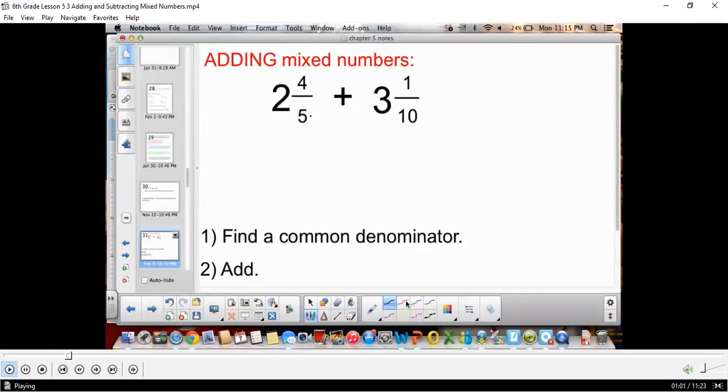Then we will multiply 5 times 2, and then we will multiply 4 times 2. Now the answer will be equal to 8 over 10 plus 3, 1 over 10. In this case, we already have the same denominator, so it's easy to add. 2 plus 3 equals 5, and then 8 plus 1 equals 9, and we have the same denominator, which is 10.